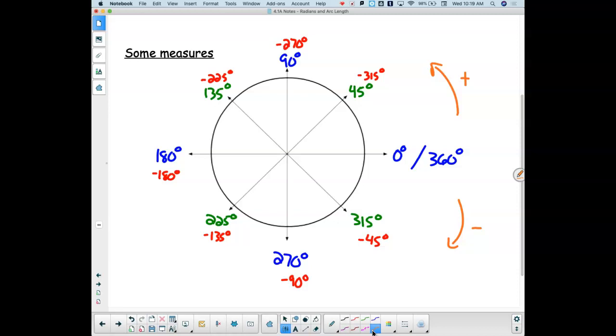What do you notice about red and green numbers or red and blue numbers? Notice anything about it? Yeah, 360. If you ignore the negative sign, they add up to be 360 degrees. Always.